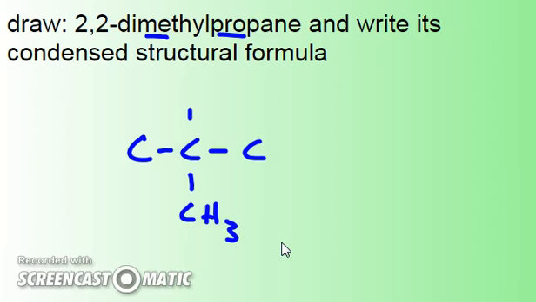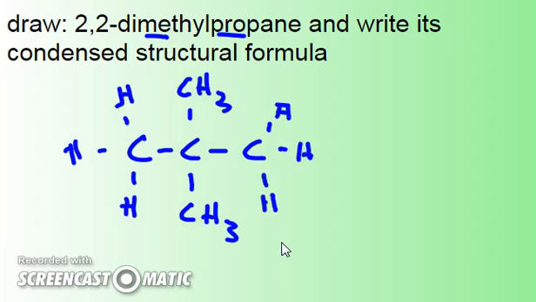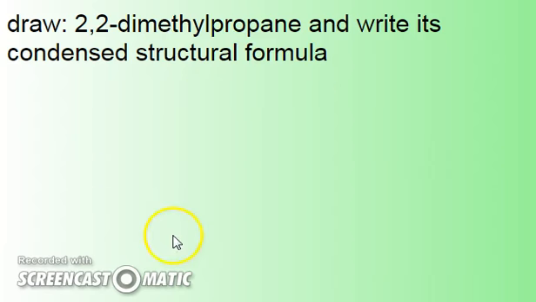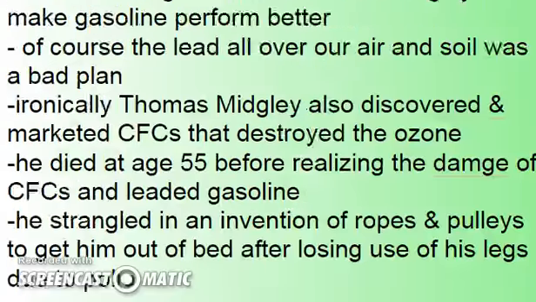Let's see if I can improve that a little so you can read what it is. And then to finish this, I need to saturate the remaining 2 carbons with the appropriate number of hydrogens. This is a hydrogen up here. And so then my condensed structural formula would be CH3, and then I would write C to show that that carbon is there, and then CH3 3 times. Okay, as that's sinking in.